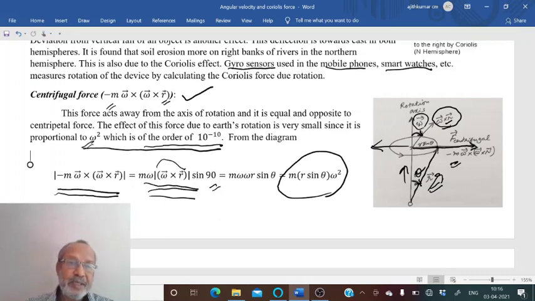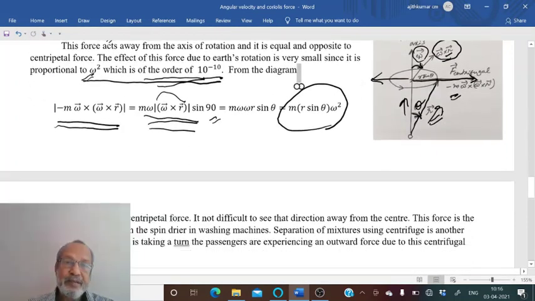For the rotation of Earth, omega has a magnitude of 10 raised to minus 5. So omega square will be of the order of 10 raised to minus 10. That is a very small quantity. So the effect of centrifugal force is not much on the surface of the Earth.